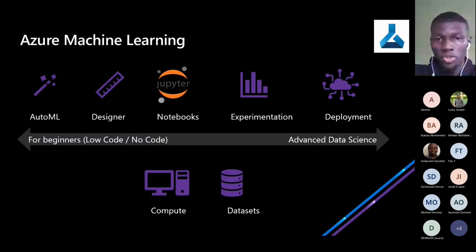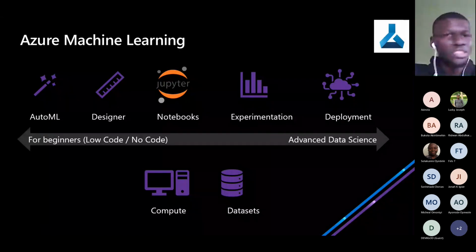You do your hyperparameter tuning, play around with the data, trying to get the best algorithm out there. And then experimentation, this has to do with data science in the sense that you experiment with your datasets. And lastly, deployments. Obviously, when you're deploying, the PC will not deploy for you. You have to do that by yourself. And underneath here, we have compute and datasets.